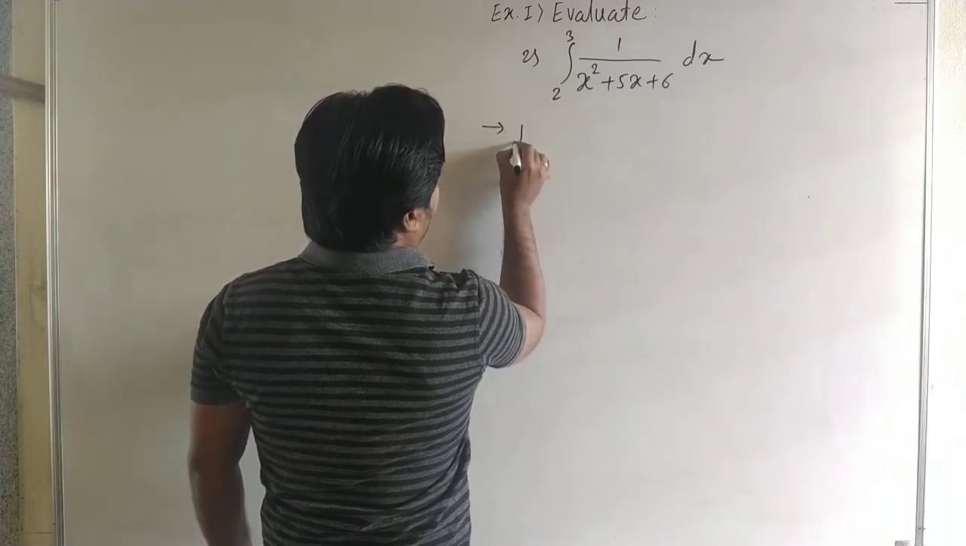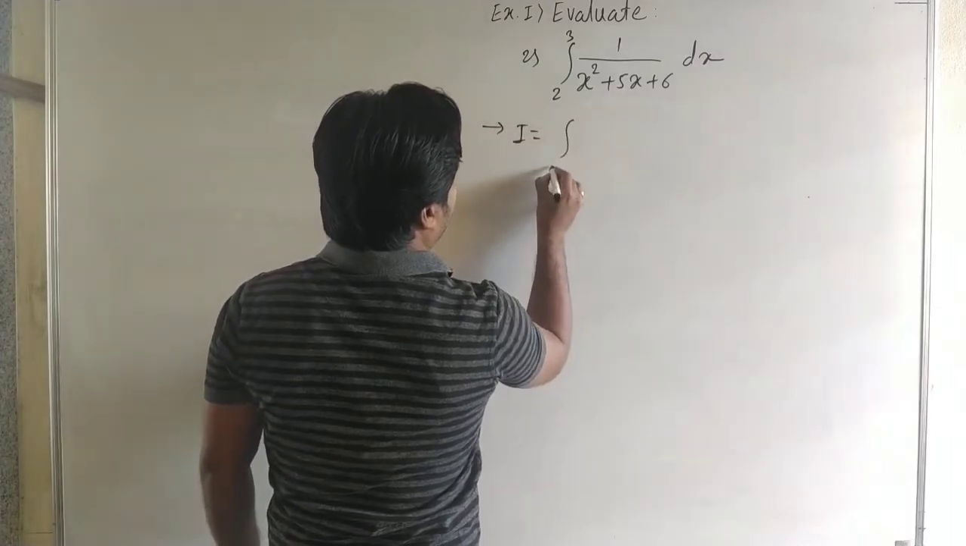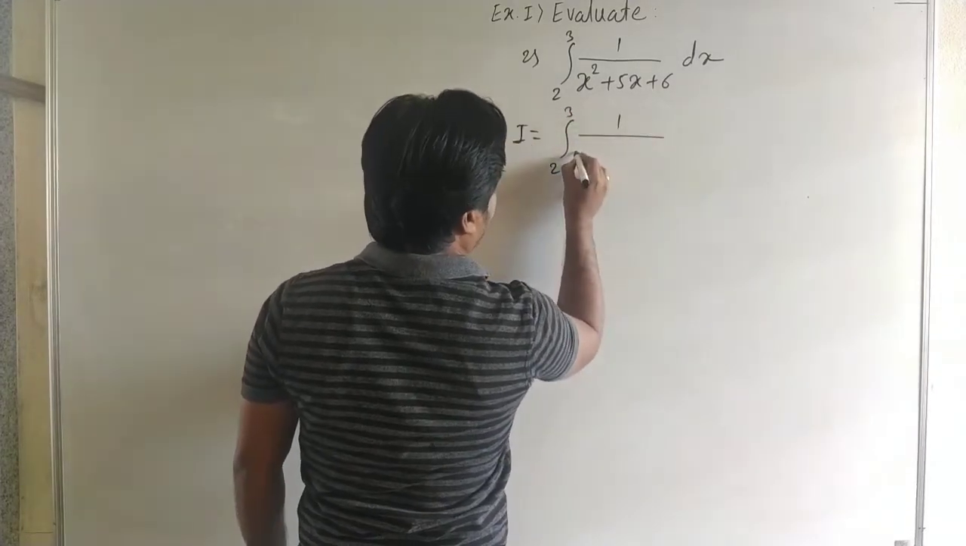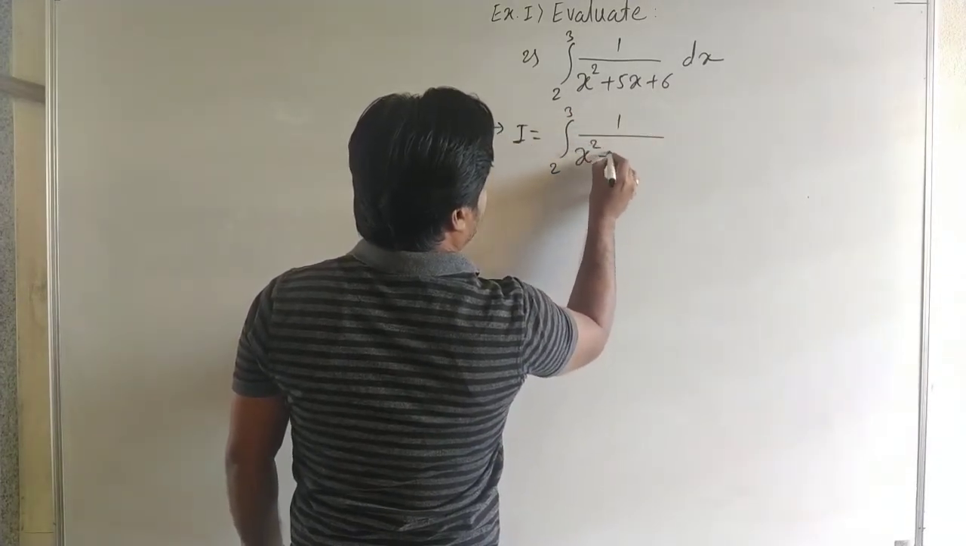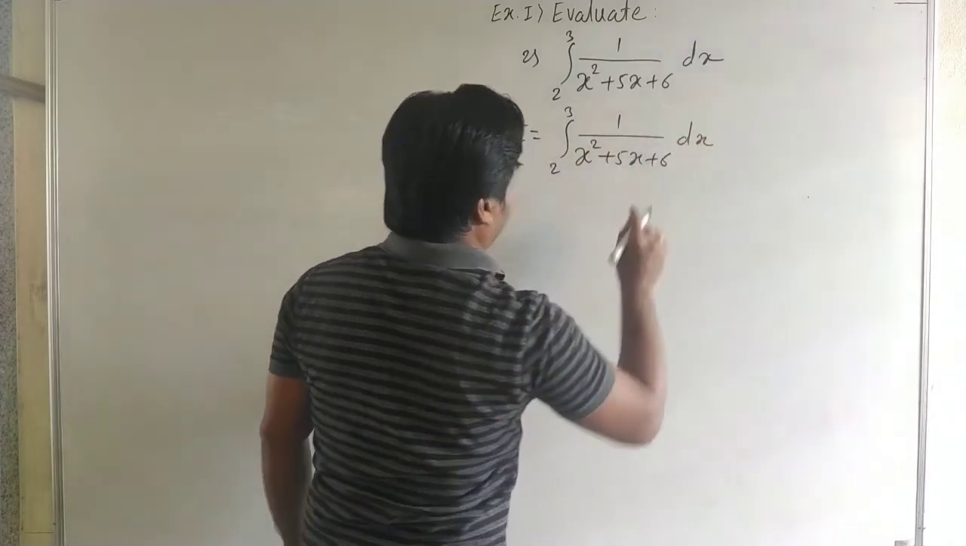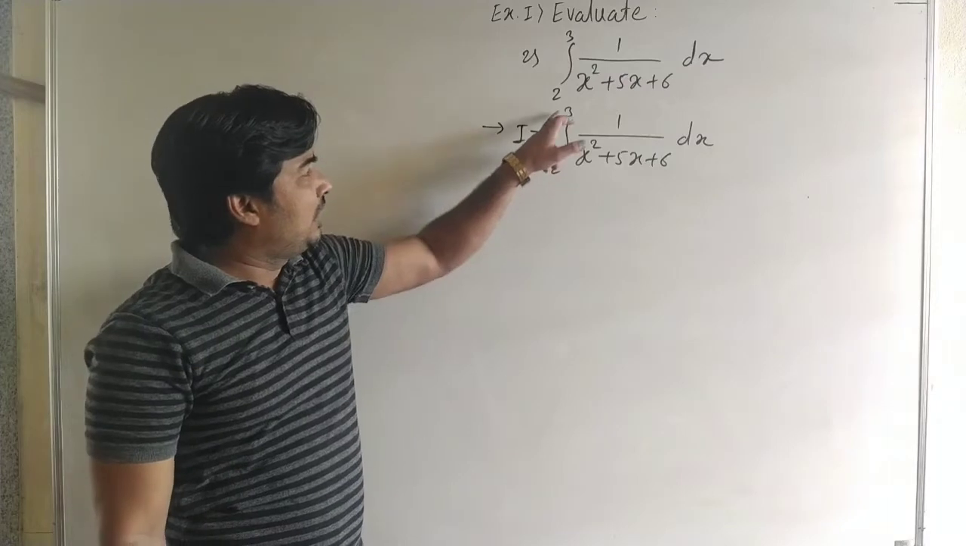Now we check this. Let the integral be 2 to 3, 1 upon x square plus 5x plus 6 dx. Now here the limit is 2 to 3.